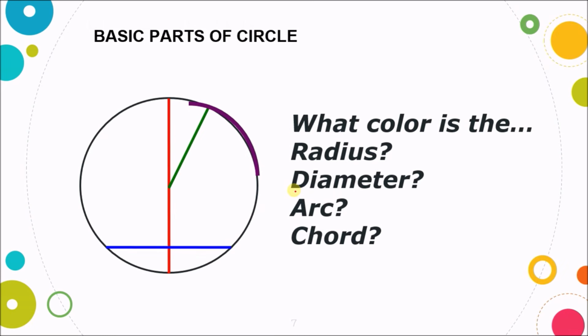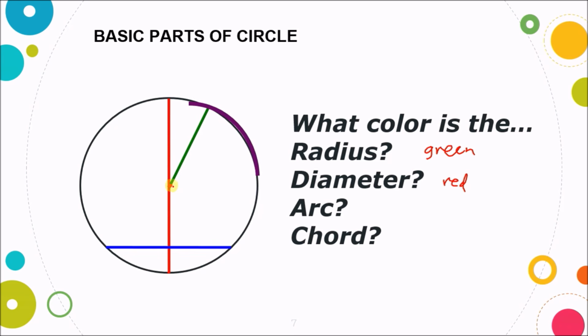Okay. Sige nga, subukan mo nga ulit. What are the basic parts of a circle here? Radius. Anong kulay ng radius natin dyan sa drawing natin? Okay, very good. The answer is green. Okay. How about the diameter? What's the color of our diameter from the drawing? So that's the color red, correct?